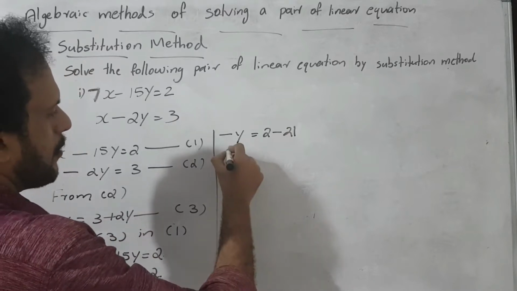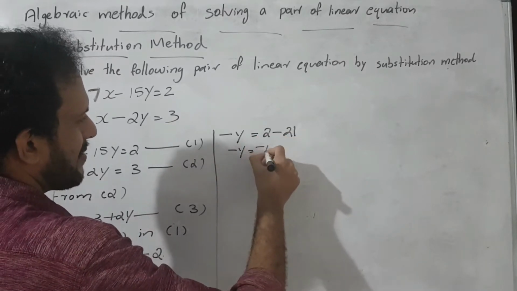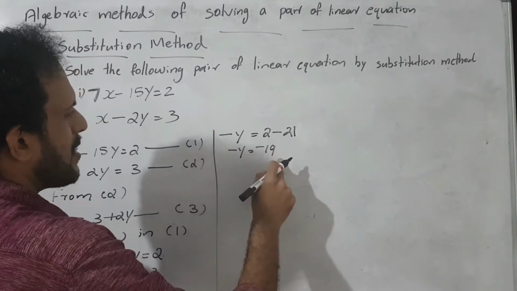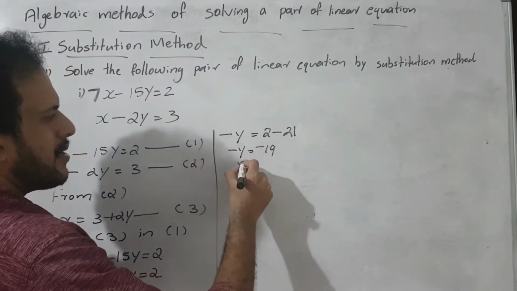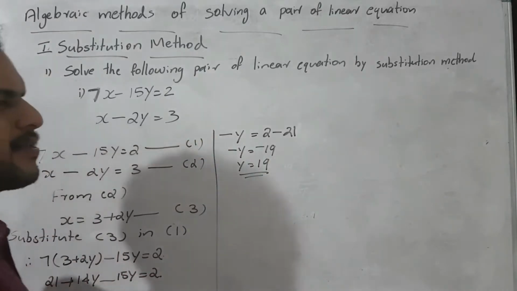So next, therefore minus y is equal to 2 minus 21, which is minus 19. Minus y is minus 19, therefore y is equal to 19. Okay, then y is equal to 19.